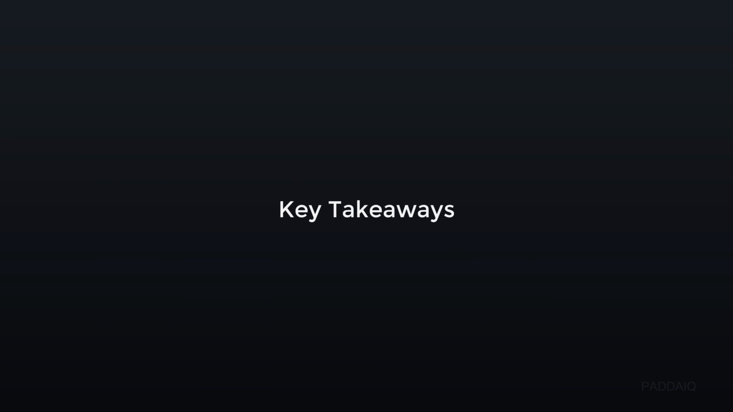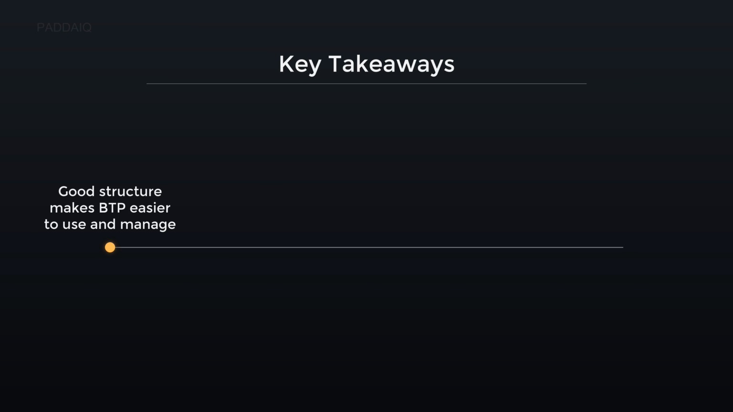Key takeaways. Good structure makes BTP easier to use and manage. This means organizing your BTP account, sub-accounts, and spaces logically. For example, group development projects in one sub-account and production apps in another. This clear separation simplifies access control and monitoring. A well-organized setup reduces complexity and saves time.